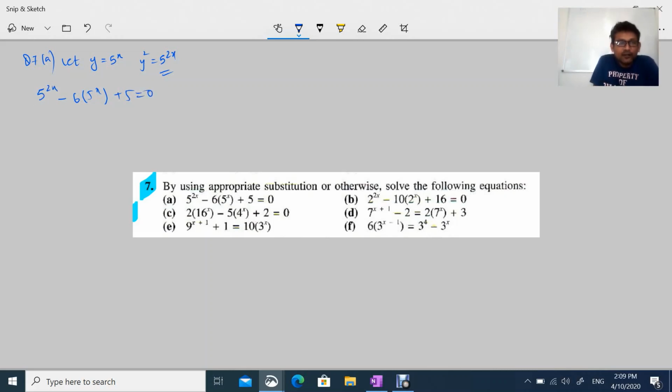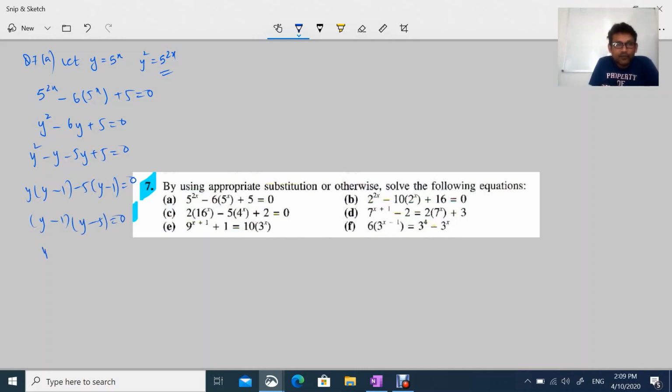Then you can write here: y square minus 6y plus 5, and you can make the factors: y square minus y minus 5y plus 5 equals 0. The common factor is y minus 1, and 5 is common, and y minus 1. Please, why I am solving, there is a reason actually. I know you can do it, there is no problem. But what's the reason behind it? When the value of y is 1, the value of y is 5, please, I have to apply 'since'.